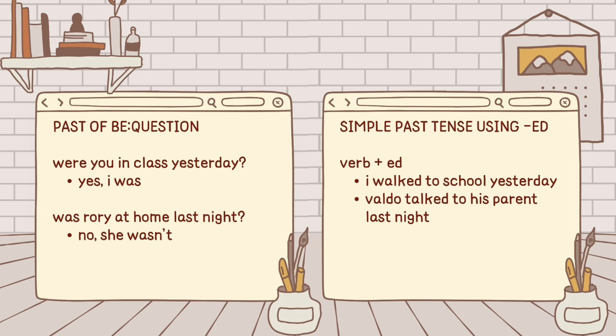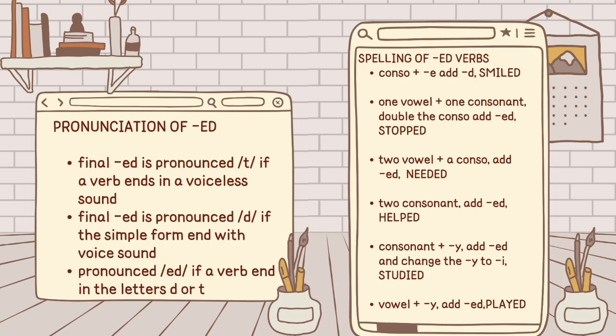For the simple past tense, using ed, verb plus ed. I walked to school every day. Valdo talked to his parents last night. Pronunciation of ed. Final ed is pronounced t if a verb ends in a voiceless sound. Final ed is pronounced d if the simple form ends with a voiced sound. Pronounced id if a verb ends in the letters d or t.